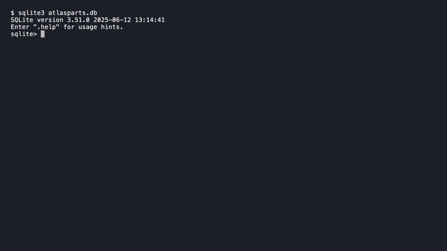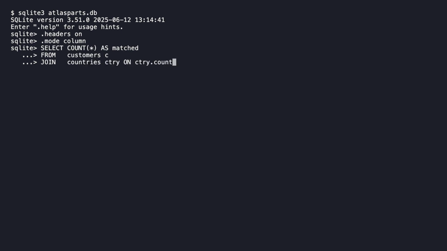Inner join drops unmatched rows. Sometimes that's the bug, not the feature. Atlasparts has a countries dimension keyed by ISO codes like US, CA, and UK. But customer countries were typed by hand into a sales spreadsheet. 31 rows match. But customers has 50. Where did the other 19 go?